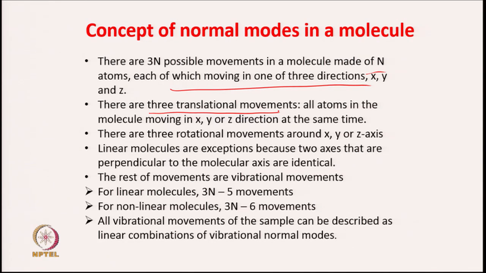So, out of 3n, you have 3 translational movements and 3 rotational movements around the x, y or z axis. Left over is 3n minus 6 movements, and those are the normal modes of vibration in a polyatomic molecule. Linear molecules are a bit of an exception, because the two axes perpendicular to the molecular axis are identical, and that is why they have only 2 rotational degrees of freedom. So, total normal modes of vibration for a linear molecule is 3n minus 5.